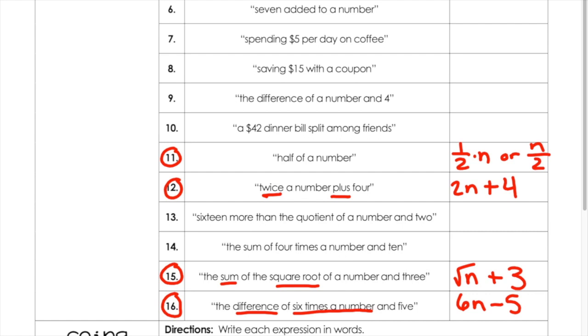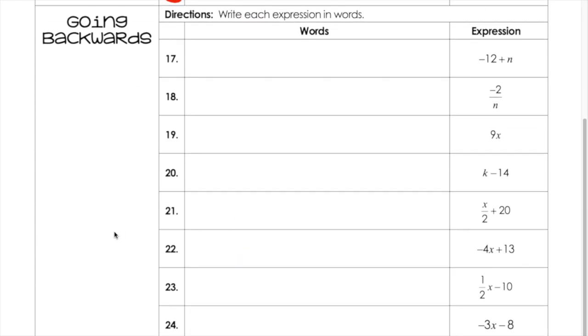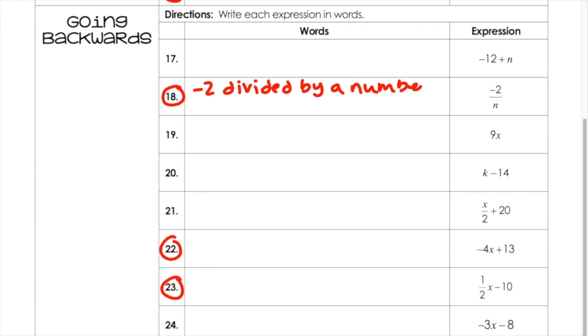All right, now we're going to go backwards, which just means that we're going to look at the given expression and then write the phrase that matches it. So let's look at 18, 22, and 23. Just a few different examples. For 18, we have -2 divided by n. All you have to do is read the expression and you can write that into words. So you could say -2 divided by a number. We don't know what that number is, so we're just going to say a number.